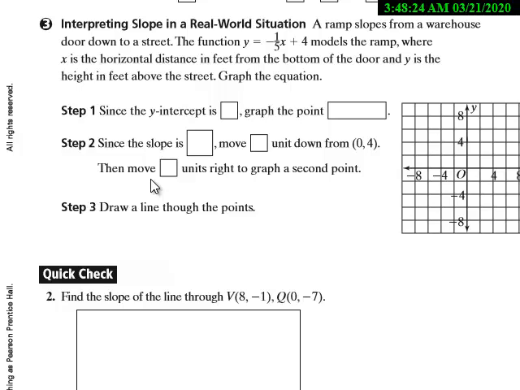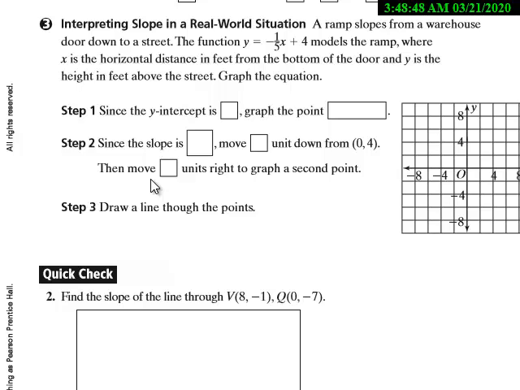The second step is the slope. Slope is negative 1 over 5. So negative 1, I have to move down, then move right. Move down, then move right from the point 0 and 4. So I have to move 1 unit down from 0 and 4, and then 5 units to the right to find out the other point.